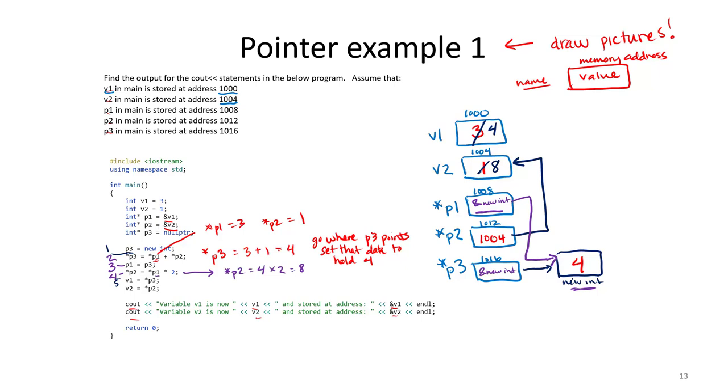So finally, in our last line of code, we have V2 equals asterisk P2. Well, in this case, P2 is already pointing at V2. So here, we would just be updating V2 to be the value 8. But in this case, V2 already holds the value 8, so we're good to go.